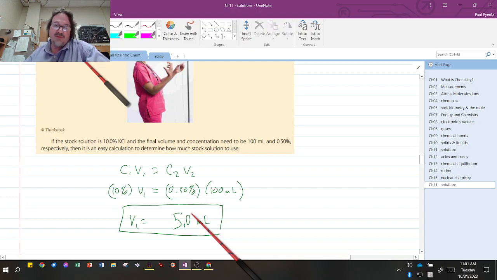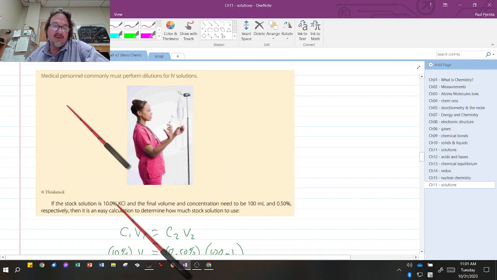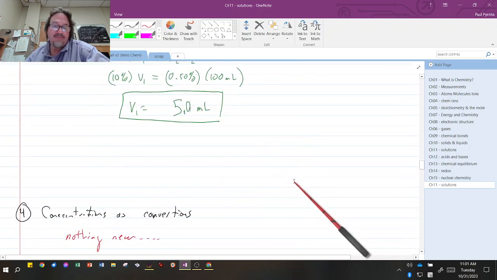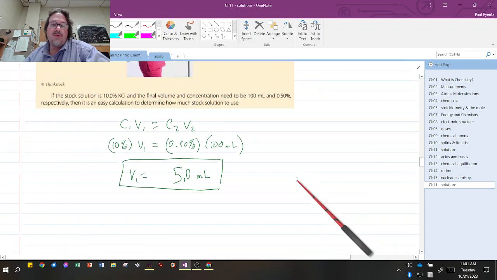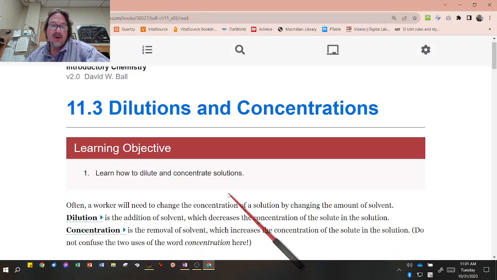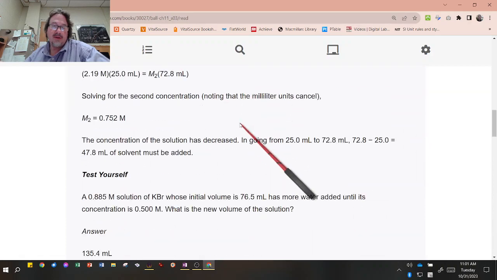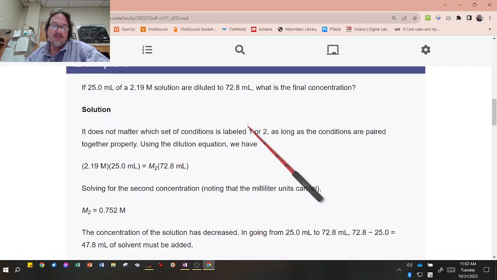So an initial 5 milliliters of that more concentrated IV solution diluted up to 100 milliliters would give me both the right volume and the right concentration. Okay. And that's it. The whole entire section there. And here's the book. The whole section here is all about just that one formula.